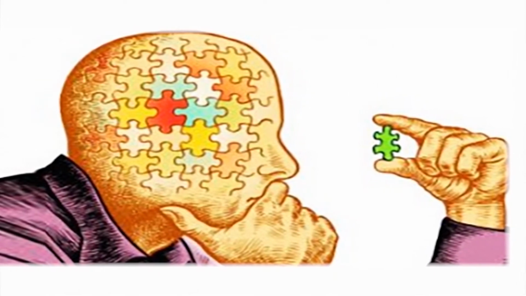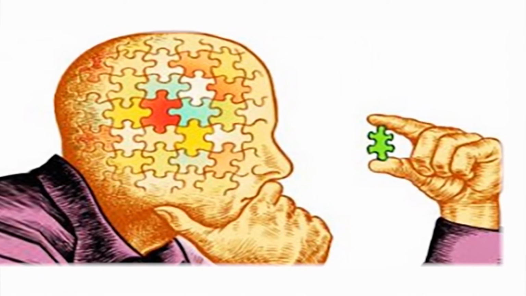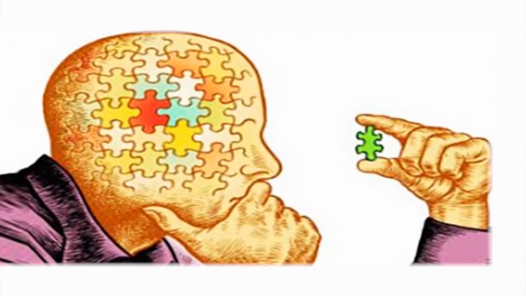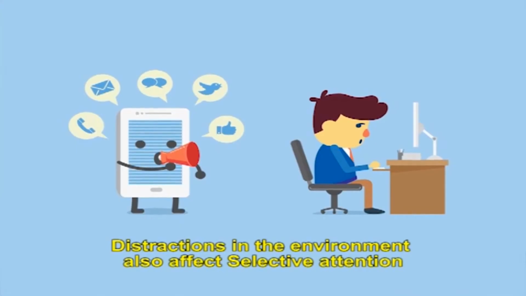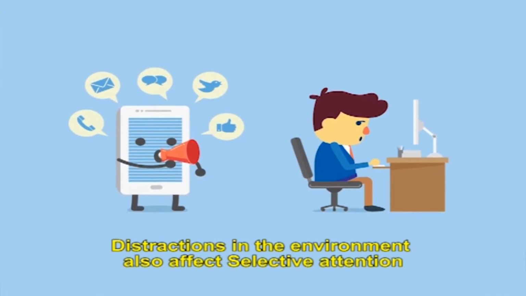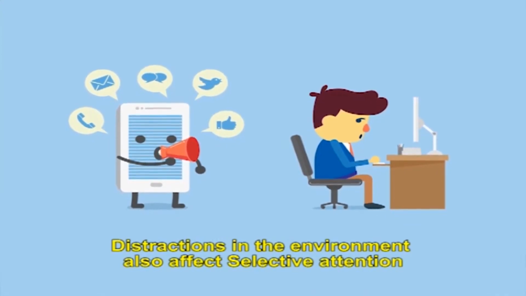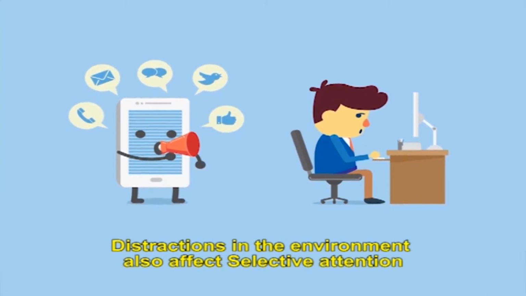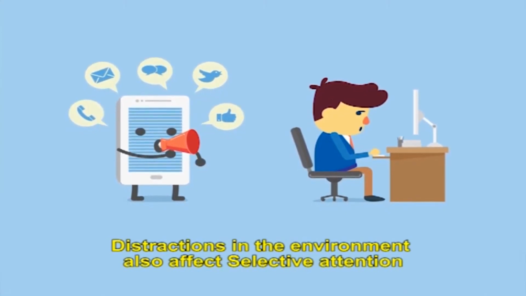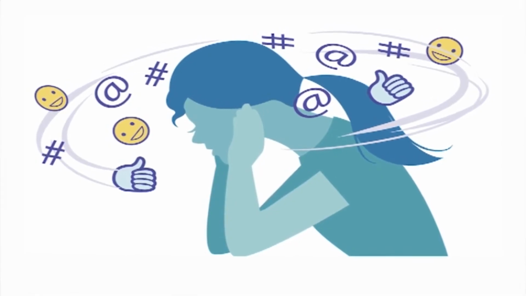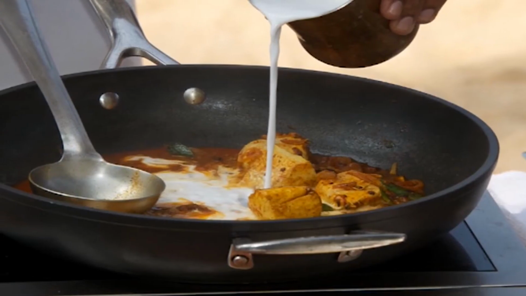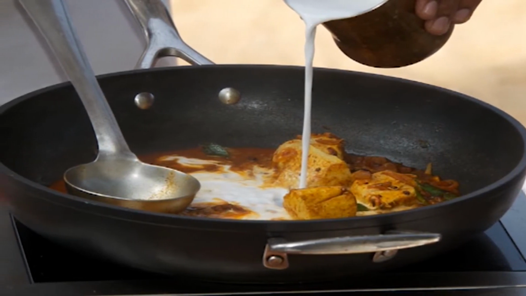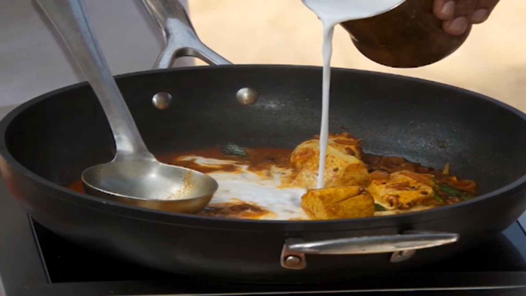The degree to which one can use selective attention varies depending on the person and his ability to focus or concentrate. The distractions in the environment also affect selective attention. Selective attention prevents us from being flooded with extraneous information. Examples are listening to a conversation in a noisy room, or concentrating on the smell of the food rather than the show on the television when we are hungry. So here we are using selective attention.